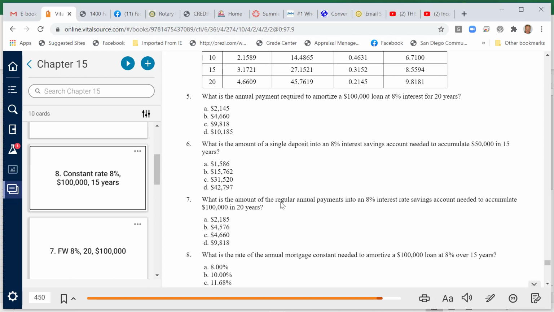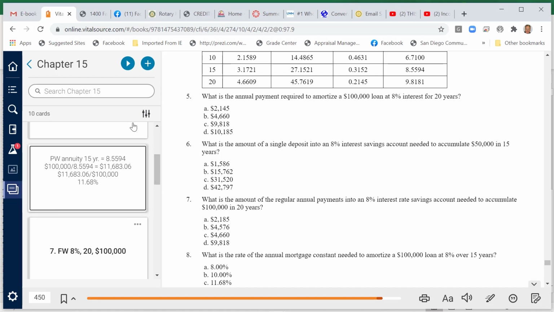A mortgage constant is a computation of an annual payment needed to amortize a loan. In this case, on number 8, we have a $100,000 loan at 8% interest over 15 years. That's the payment for the loan. The rent for the loan is 8% over 15 years. But what if I want to amortize that loan and pay it off over that time too? What would my mortgage constant be to allow me to do that?